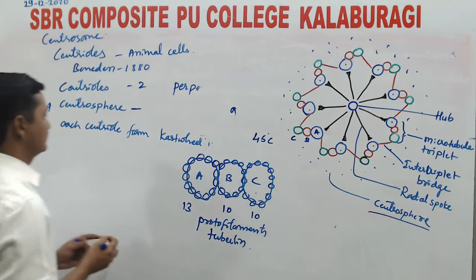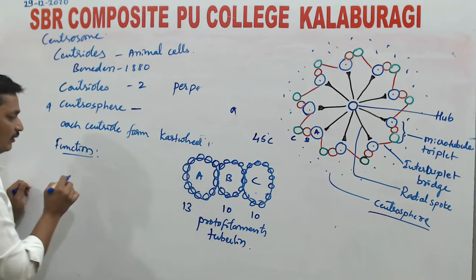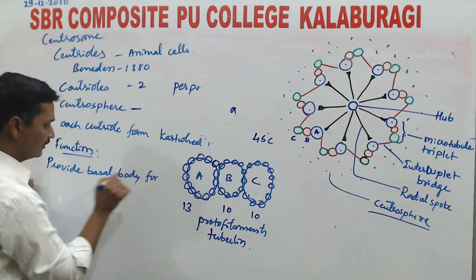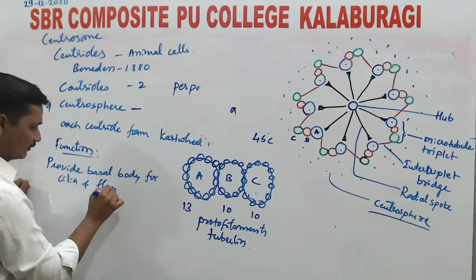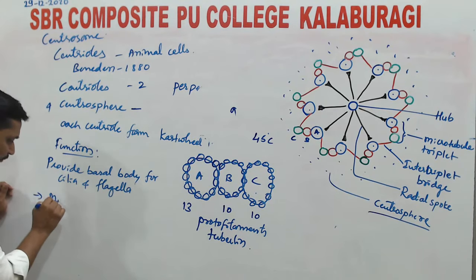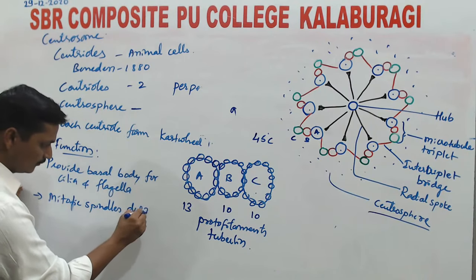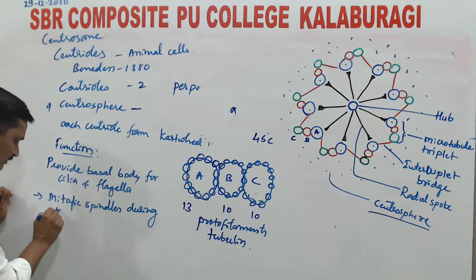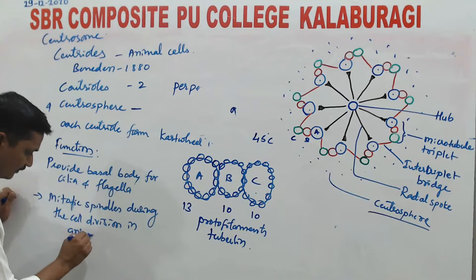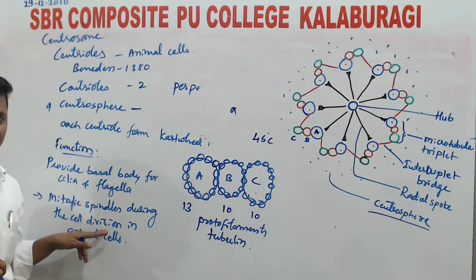Function of centrioles. These centrioles provide the basal body for cilia and flagella. And they form mitotic spindles during cell division in animal cells. These centrioles form mitotic spindles during the cell division in animal cells.